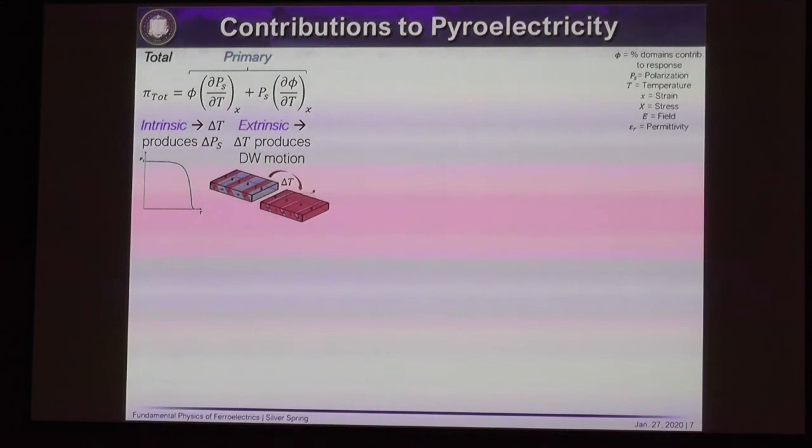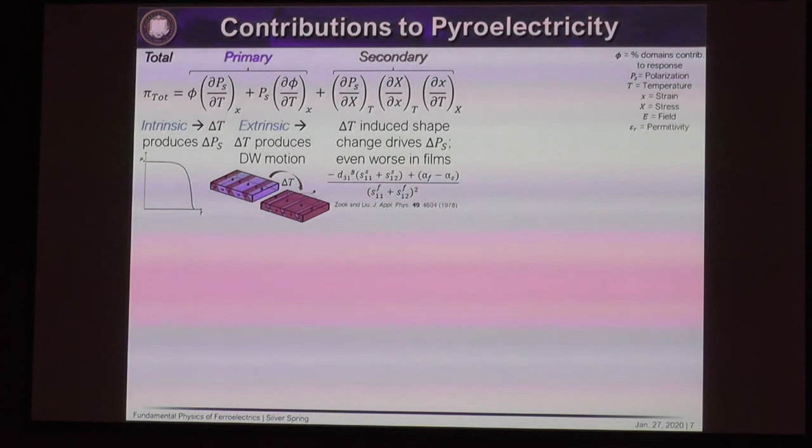Now, when we do this in thin films, we also have to worry about something called a secondary pyroelectric response. This is coming from the thermal expansion mismatch between the film and the substrate, which gives rise to a temperature-driven stress, which changes the polarization, which gives rise to this secondary pyroelectric response. And there are some expressions that you can see for these sorts of behaviors. So we need to know thermal expansion coefficient, mechanical stiffness and compliance, piezoelectric coefficients.